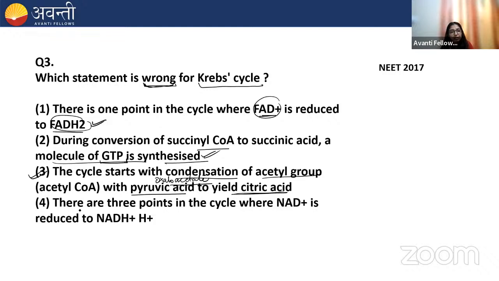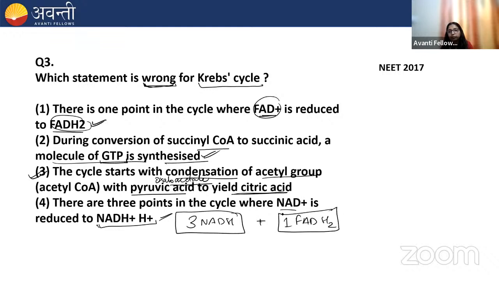Option 4 says there are 3 points in the cycle where NAD plus is reduced to NADH. Yes, beta, it's true. That is why we get 3 NADH, and in the Krebs cycle we also get 1 FADH2. I hope it is clear now.